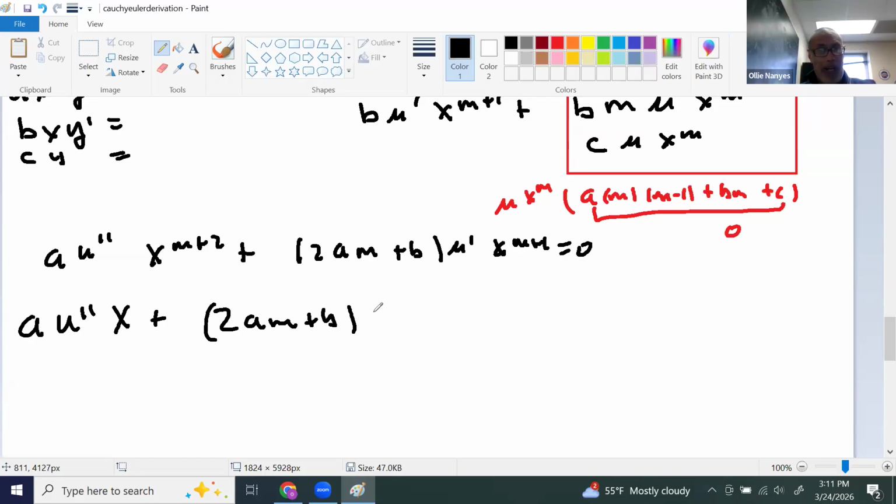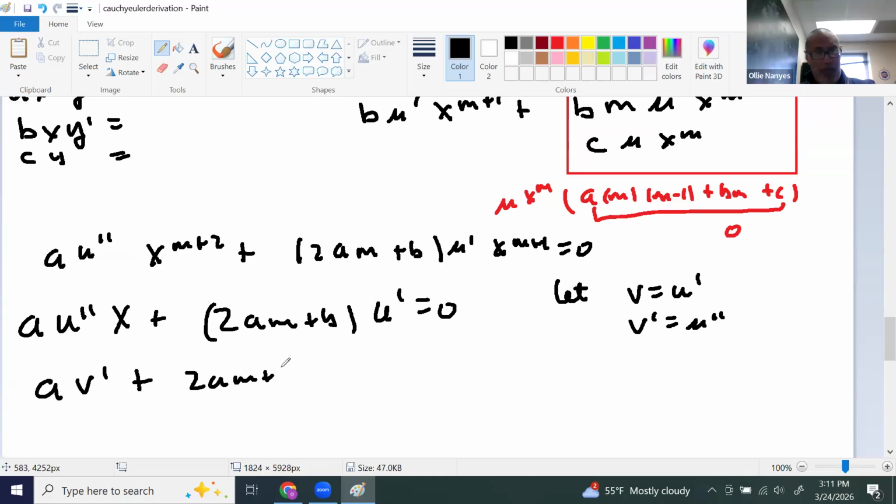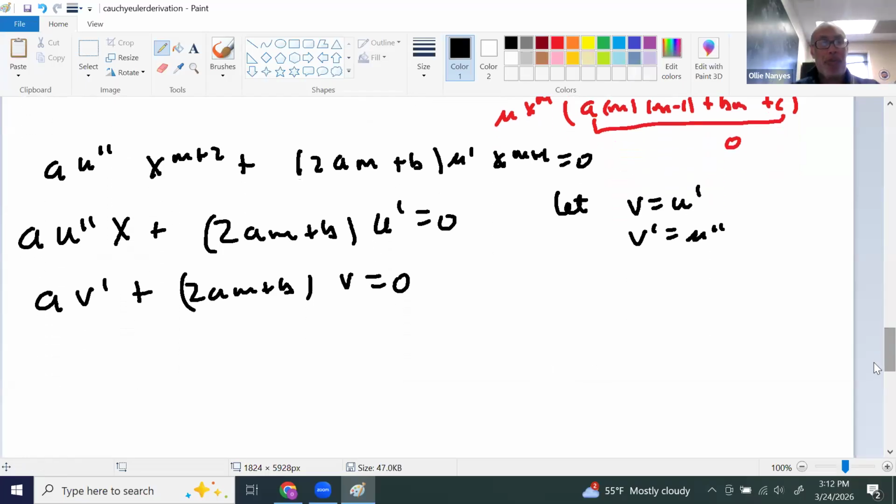And that's u prime. And now we make the substitution. We let v equal u prime. v prime is u double prime. So we now have a v prime plus 2am plus b v. And we can solve that. The way we can solve that is we can separate the variables, or we can use linear first order. I will separate the variables.